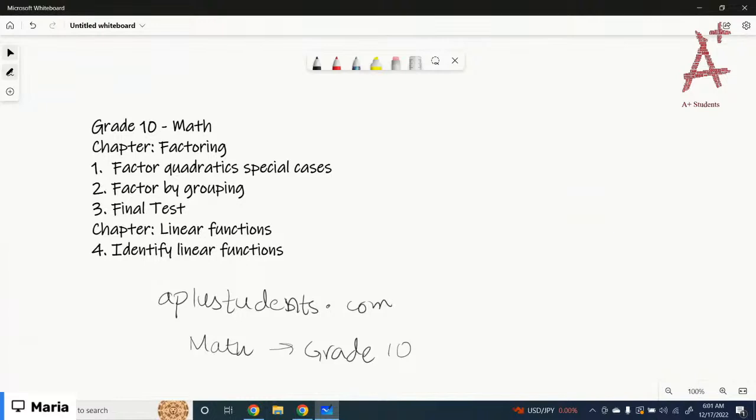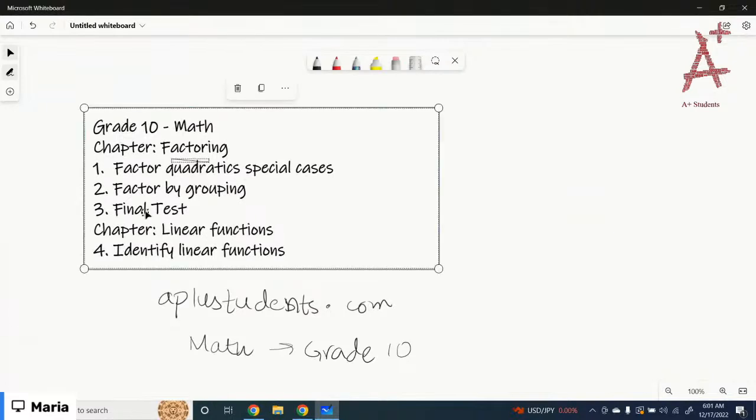Got it? So we're working on the chapter factoring, that is from grade 9 maths. So you can just go back to grade 9 maths, find the chapter factoring, and here is the list of the lessons we are going to cover today. They are factor quadratics special cases, then factor by grouping, then we'll do the final test of the chapter. Then we'll start the new chapter, linear functions, that is on grade 9, and the lesson is identify linear functions. Got it? Let's start with the first topic, that is factor quadratic special cases.